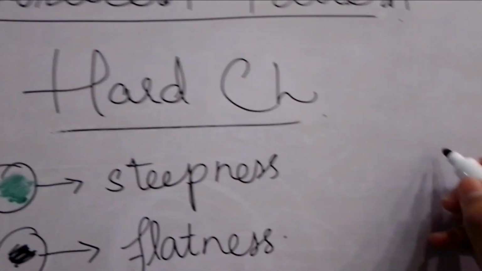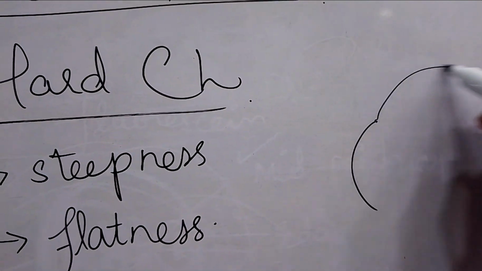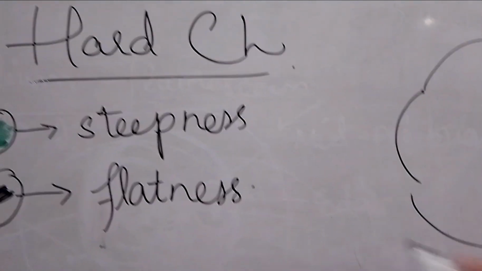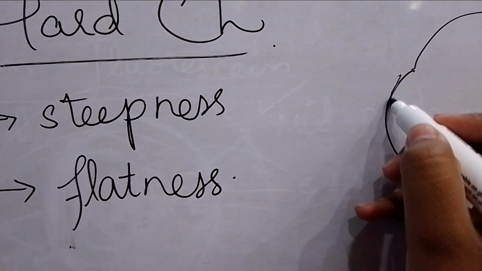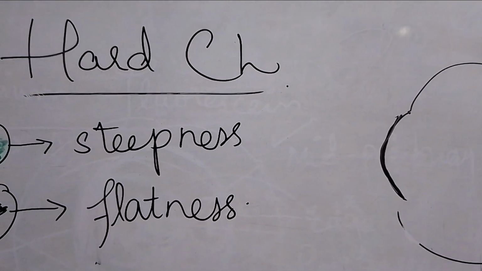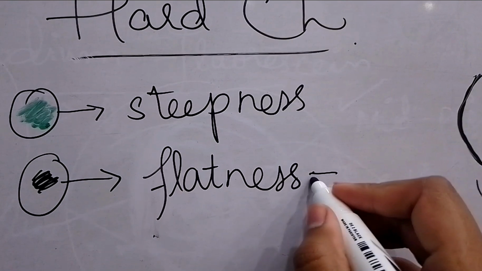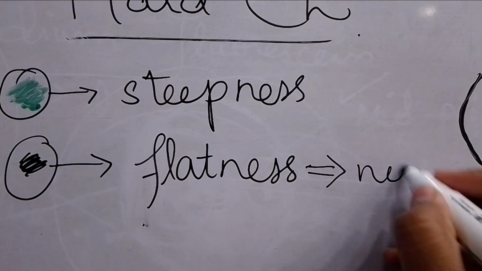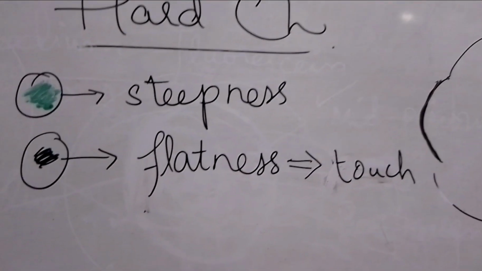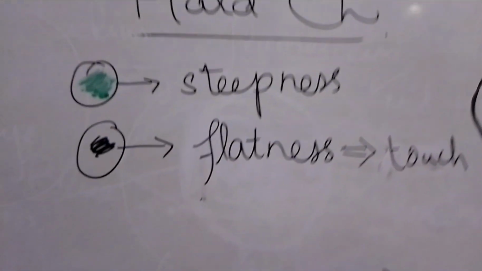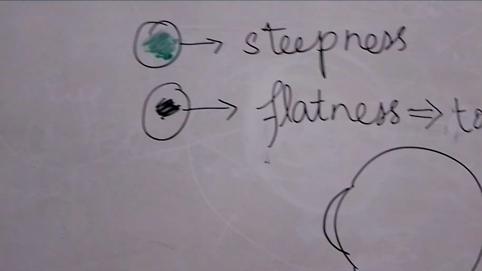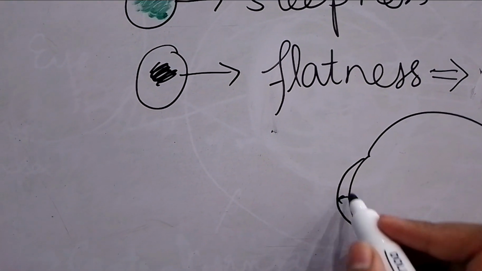So this is the surface of the cornea if you view the cornea from the side, right? Flatness means that something is in touch with the cornea. So if something is in touch with the cornea, it is flat, right? So flatness means that there is a touch, and steepness means that this is a corneal surface and here the contact lens is not in touch. That is why it is steep.